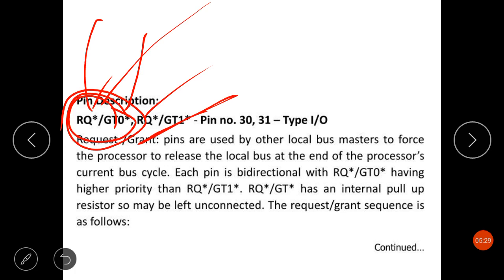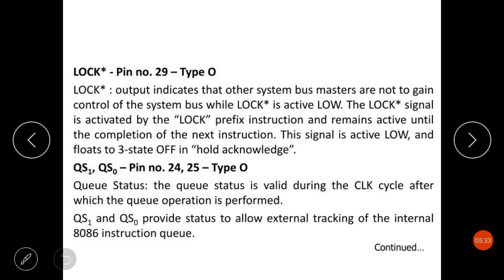So now the next pin is LOCK bar. This signal indicates that an instruction with a lock prefix is being executed and the bus is not to be used by another processor. The next pins are QS1, QS0. These two output signals reflect the status of the instruction queue.